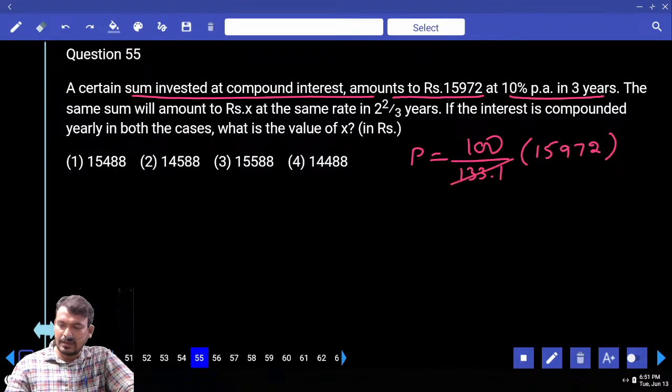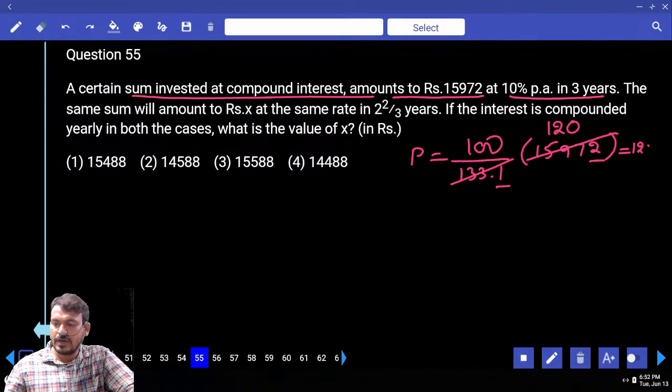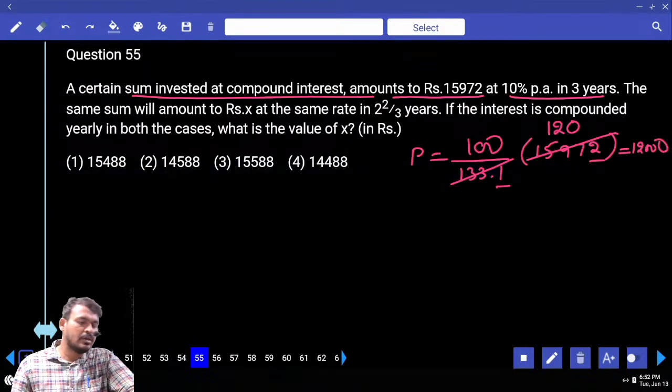1331. Directly it is 120 times. 12 times 1331 is 15,972, closer to 12 times but less than 13 times. Means 12 times. Then the principal is how much? 12,000.